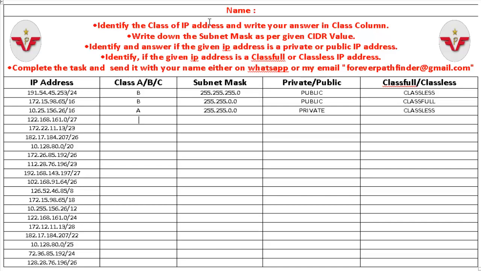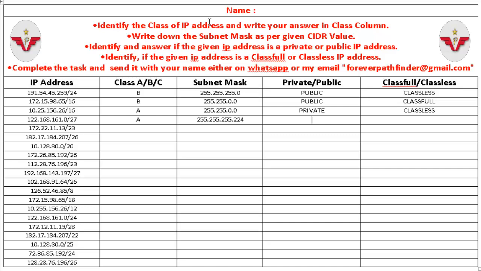122. Again 122. The first octet varies between 1 to 126, which means class A. CIDR value 27 means first octet 8 bits, 255, second octet 8 bits, 255, third octet 8 bits, 255. Now we have 24 bits full. Remaining 25, 26, 27, that is 3 bits. Golden rule number 2: what would be the value of the third octet? 128 plus 64 plus 32, that is 224. Okay. Now, is it private or public?